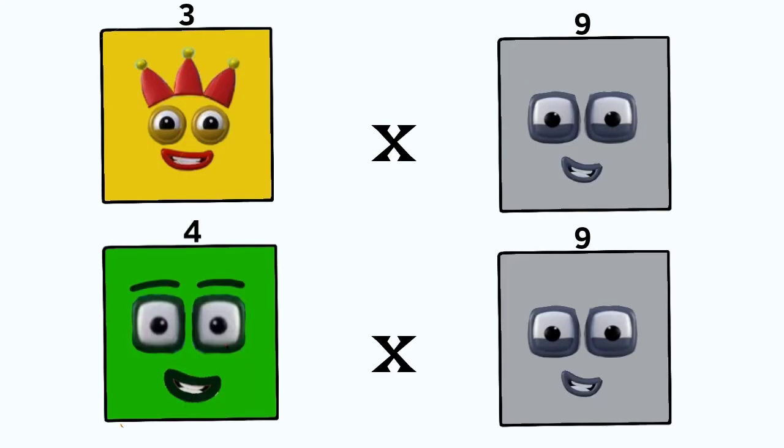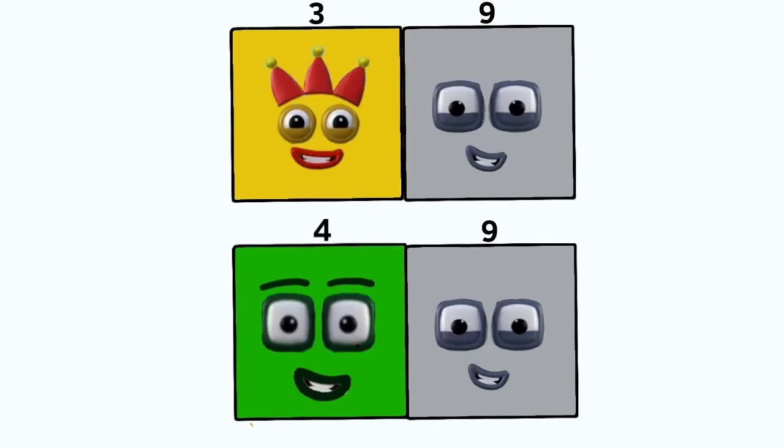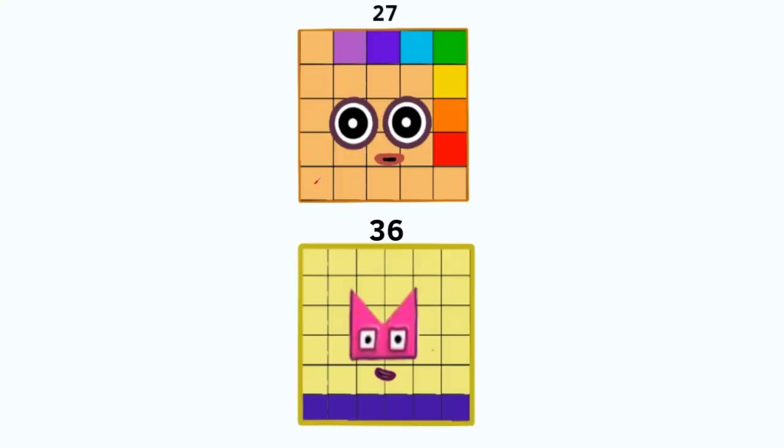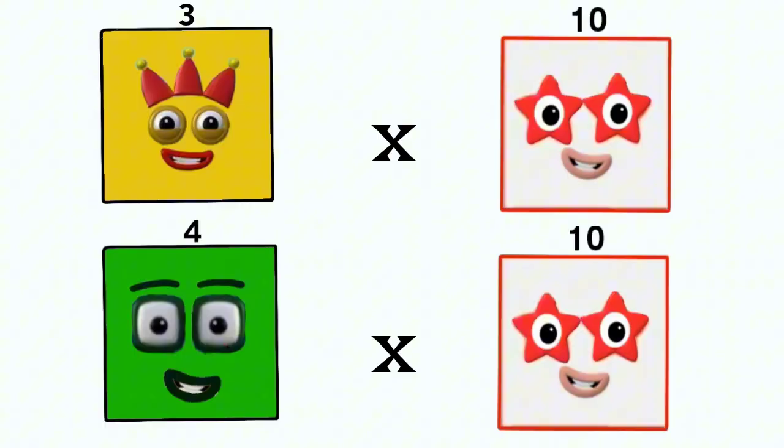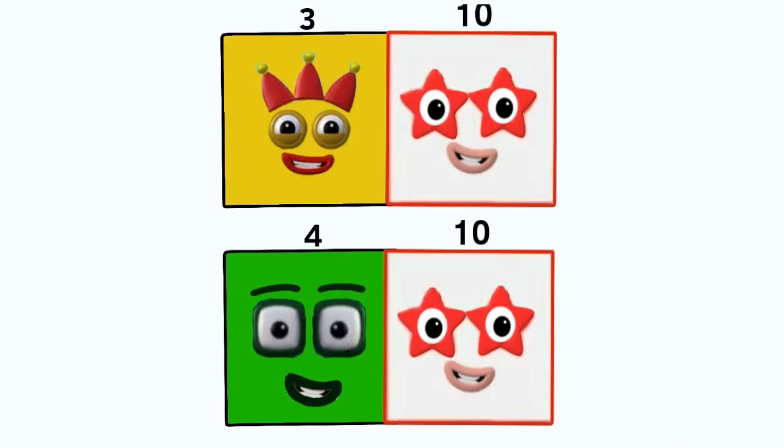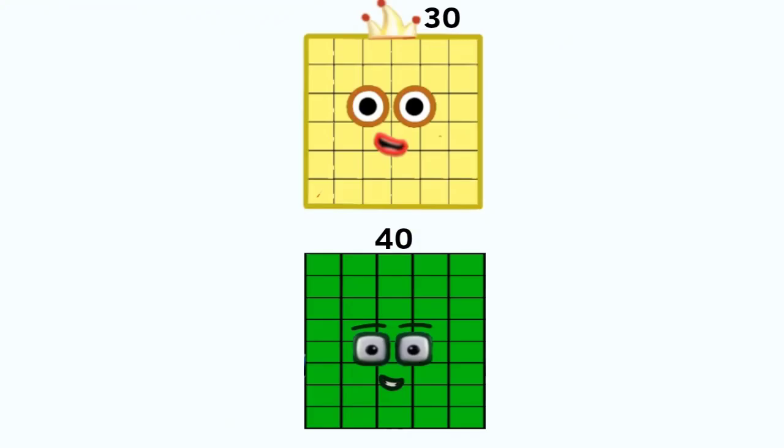3 and 4 times 9 equal 27 and 36. 3 and 4 times 10 equal 30 and 40.